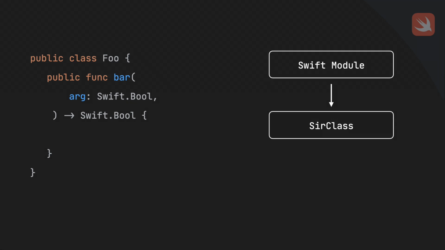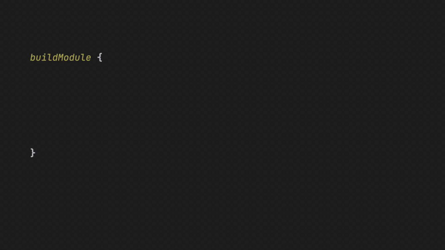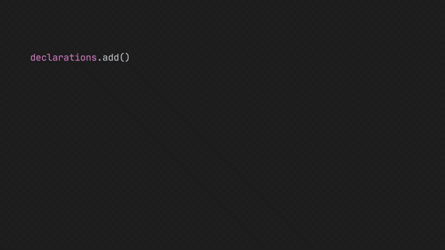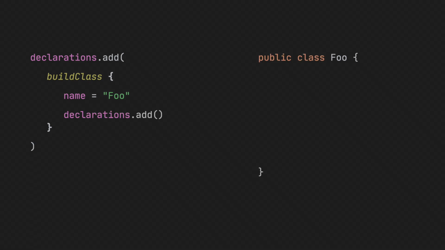So let's build this out. We're going to start off with our module. We're going to give it the name class with function. And I'm going to start to add decorations to this. The first decoration that I'm going to add will be a class. In order to build a class, we have a DSL for this. We're going to specify the name of the class, which is foo. And then this class itself has declarations, which could be members of the class or functions of it. So in this case, we need to add declarations.